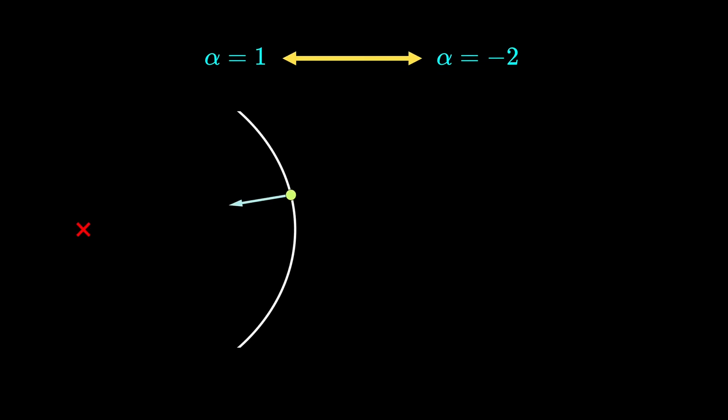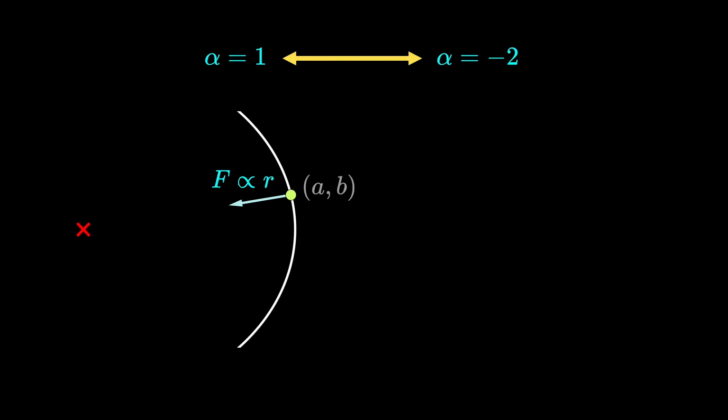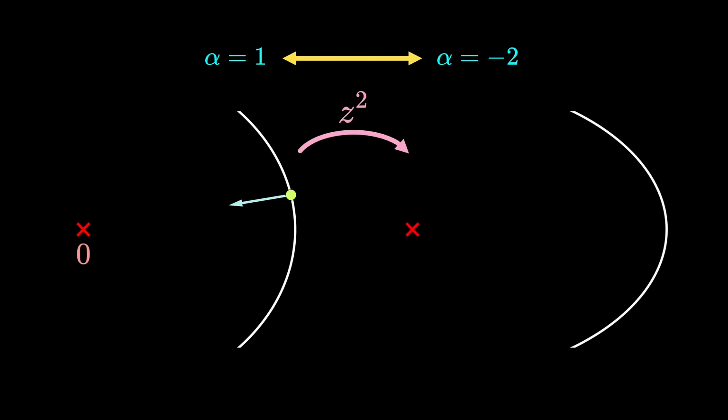Consider the trajectory of a particle under this alpha equals 1 force, that is, the magnitude of the force is proportional to distance, or Hooke's law. Since the trajectory is two-dimensional, we can treat this as being on the complex plane. So instead of saying this point is (a, b), we say this point is a plus bi, and this fixed center will be 0. If we take the square of every point of the orbit, then we should get another curve.